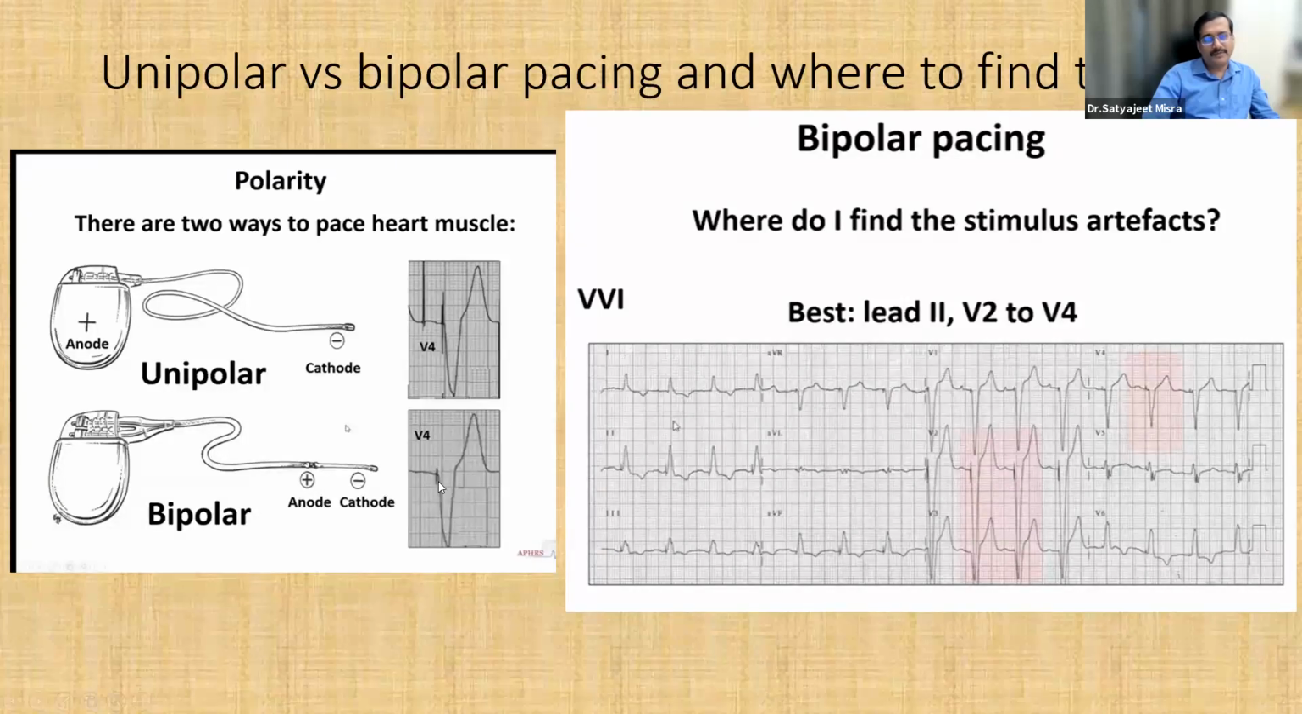When you're looking for the pacing spikes on bipolar leads, your best bet would be to go for lead 2, that is on the rhythm strip. You can see the small pacing spikes, or if you go for the lead V2 to V4, then you can see these pacing spikes very clearly on these leads. So if you're running a 12 lead ECG, you look for lead 2, V2 to V4 to see these short pacing spikes.